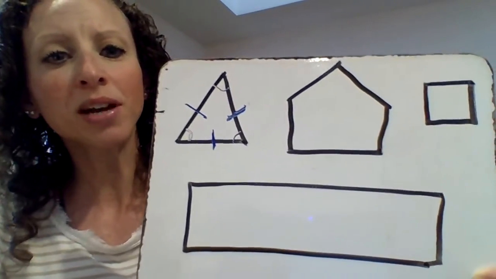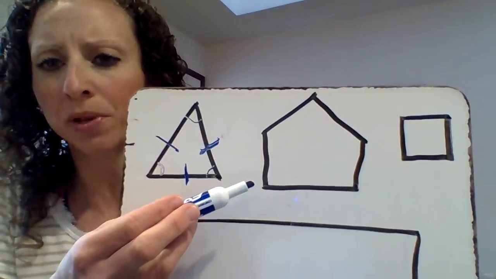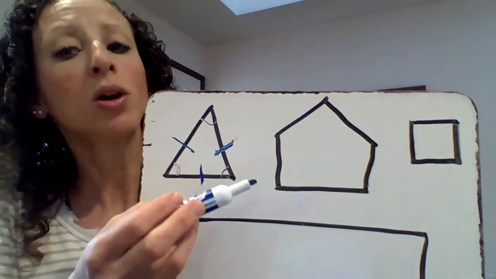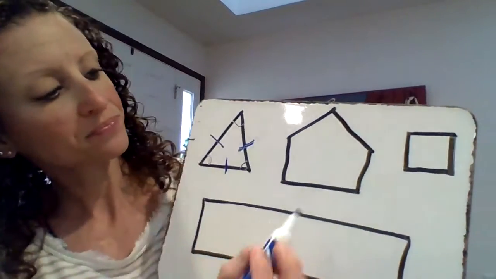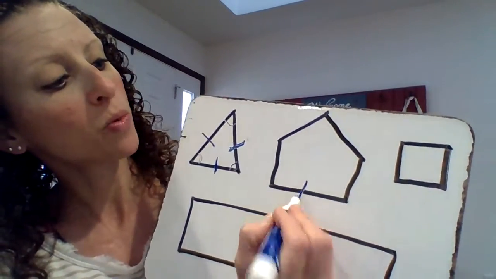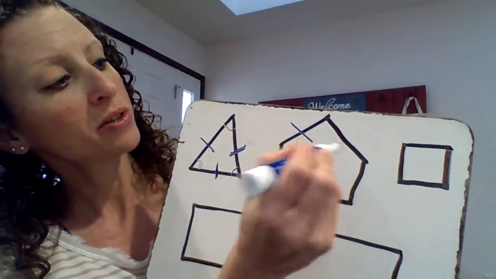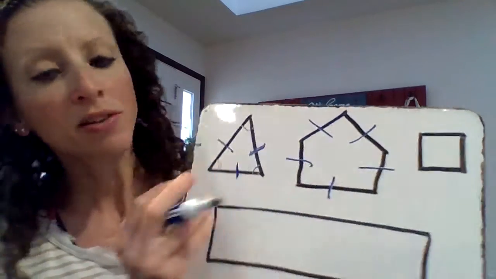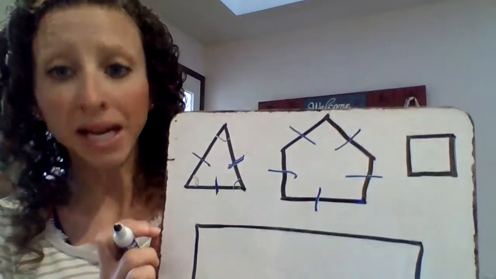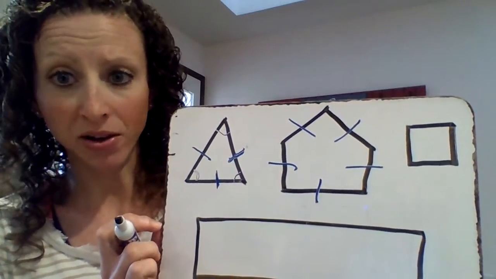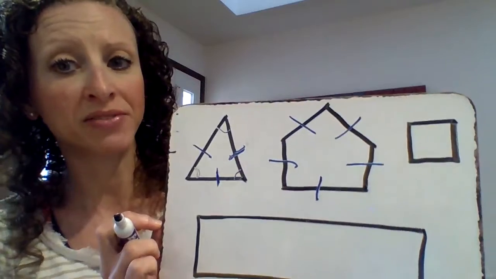Then I'm going to come over here. Now, this is the shape where you might be like, I don't know what that shape is, Mrs. Bale. Well, let's take a peek at it, okay? Let's count how many sides this one has. So I'm going to label the sides. 1, 2, 3, 4, 5. So there's 5 sides. This one's called a pentagon. Pentagon, okay? So this has 5 sides.